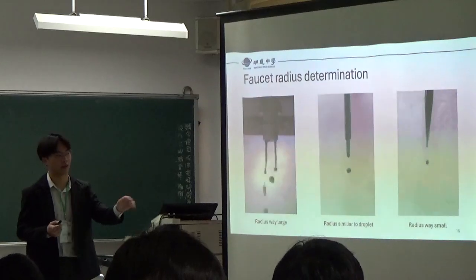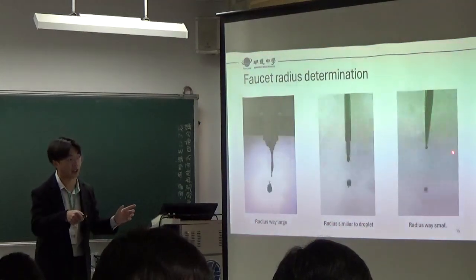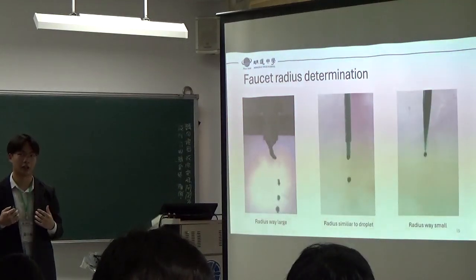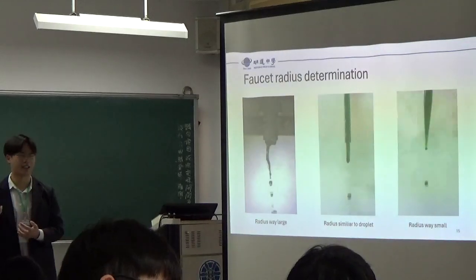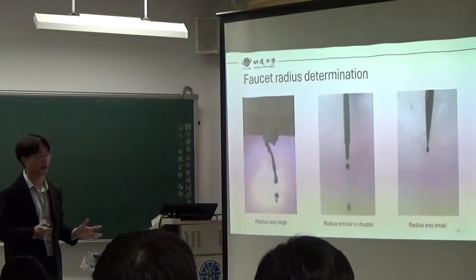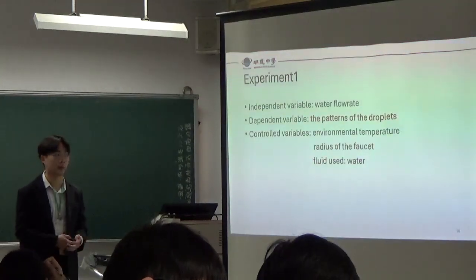And when the radius is way too small, since the surface tension applying area is really small, it is hard for us to observe various phenomena. So we choose the one that has a similar radius to the droplets. So let's move on to my experiment 1.